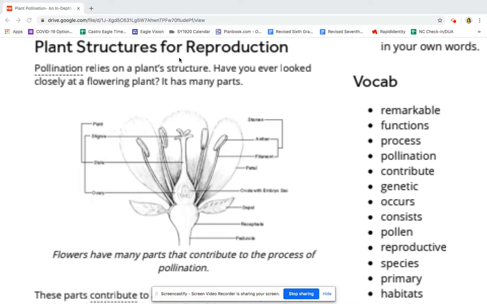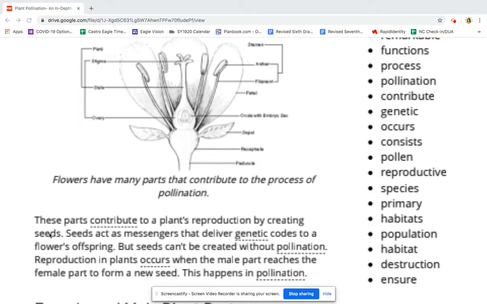Plant structures for reproduction. Pollination relies on a plant structure. Have you ever looked closely at a flowering plant? It has many parts. These parts contribute to a plant's reproduction by creating seeds. Seeds act as messengers that deliver genetic codes to a flower's offspring. But seeds can't be created without pollination.